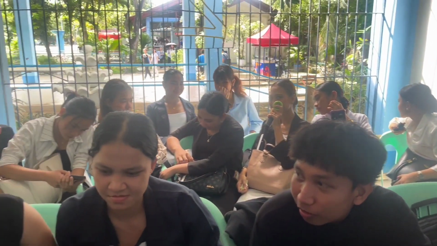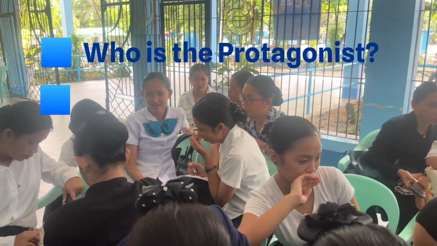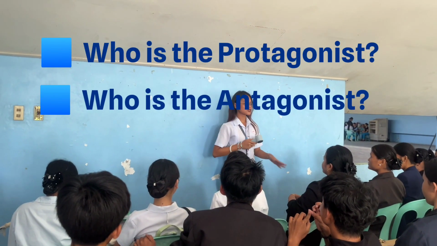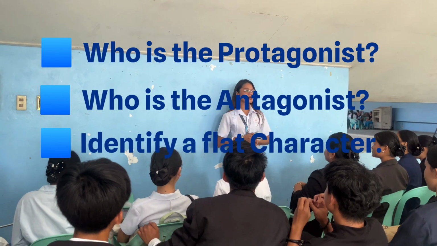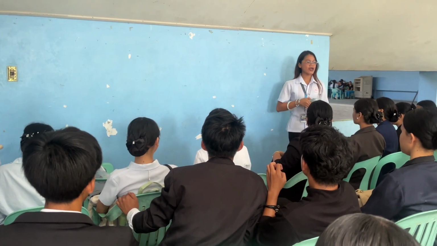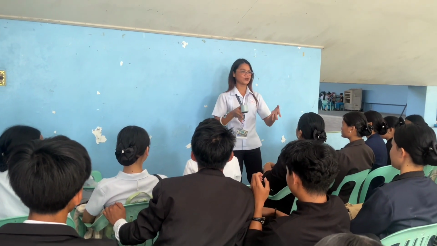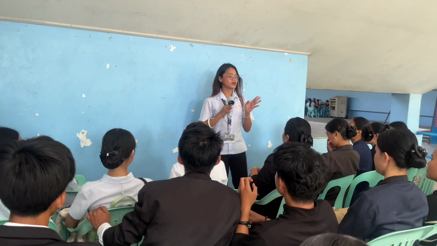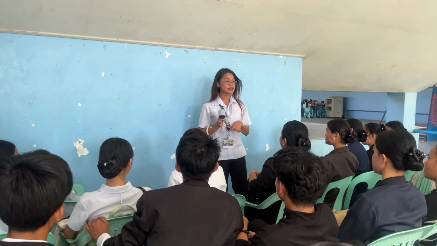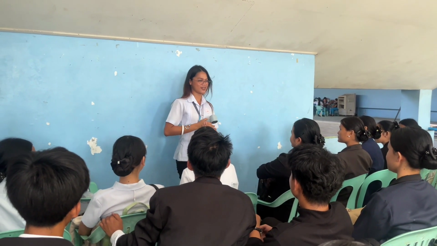The questions are: Who is the protagonist? Who is the antagonist? Identify a flat character and identify a round character. After 5 minutes, I asked the students to exchange their papers, and for the analysis part, we check the answers of the students to the given questions from the activity.